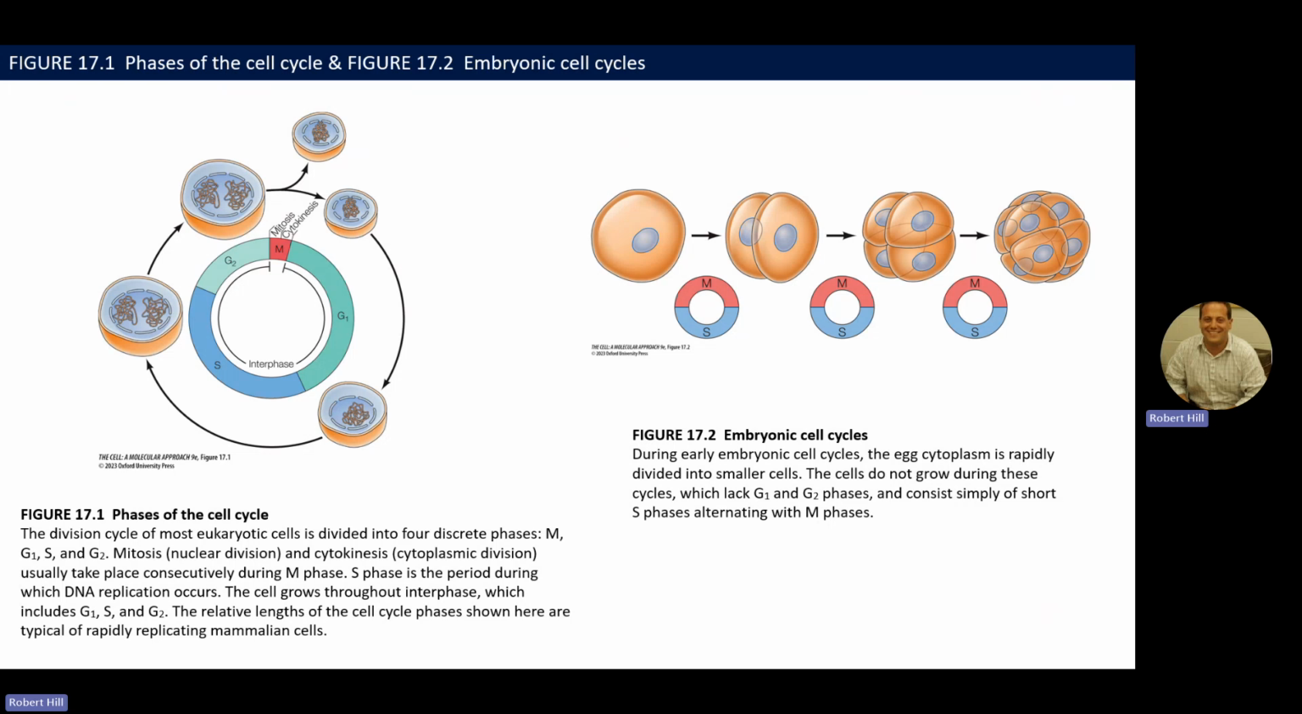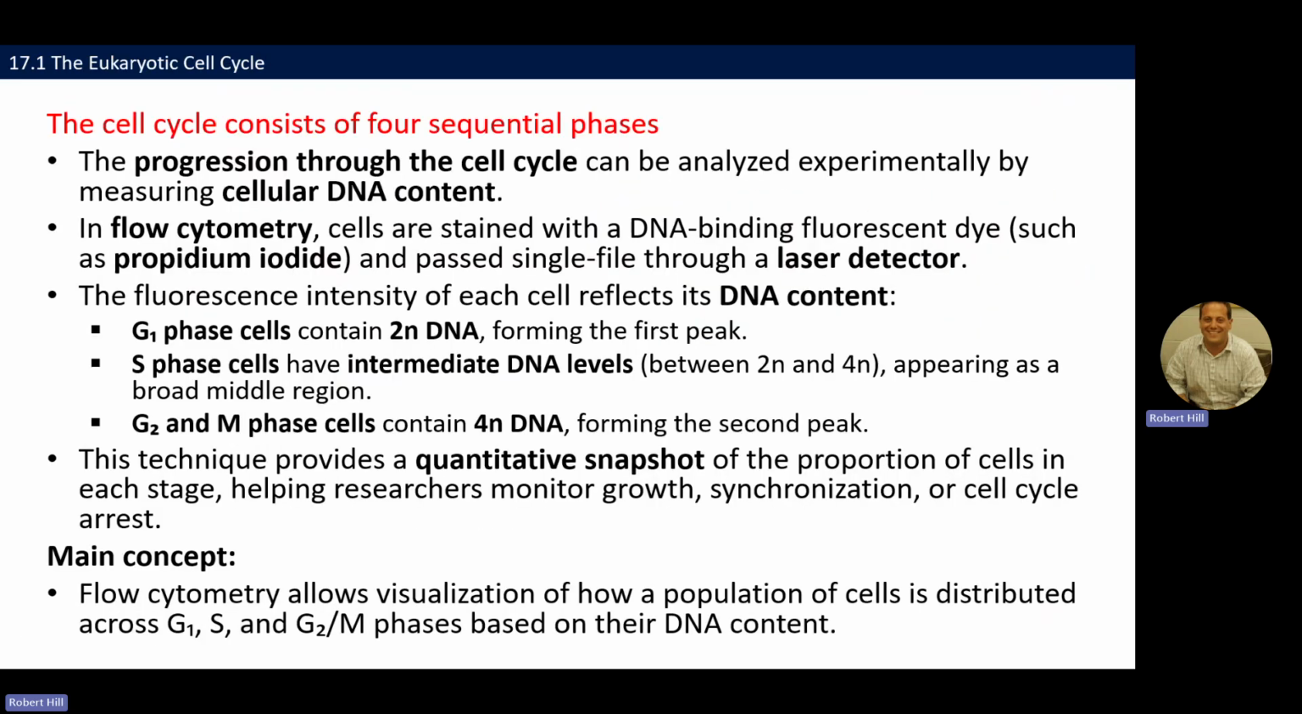It also is emphasizing how interphase occupies the majority of the cycle. Most of the time is spent in growth and DNA synthesis, while M phase is relatively brief. G2 is briefer than these two sections, right? And we talked about the embryonic cell cycle, right? All right, so progression through the cell cycle can be measured experimentally.